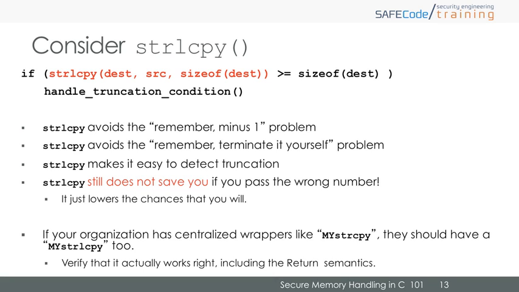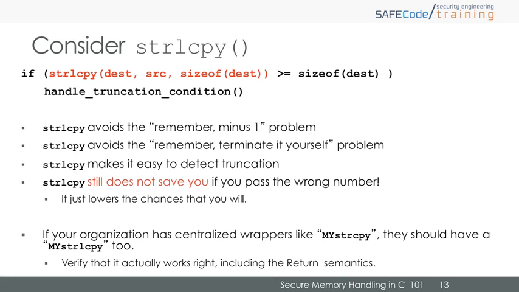It avoids a number of the mistakes that we built up to over the last few slides. It avoids having to remember to subtract 1 from the size of the destination buffer in order to account for the null terminator. It avoids needing to remember to null terminate. It's guaranteed to produce null termination no matter what. Of course, even strlcpy can't save you if you pass the wrong number. If you pass something like strlen of source, you could still shoot yourself in the foot, just as we showed on a previous slide. But it just lowers the chance that you'll do that by making you do less math.